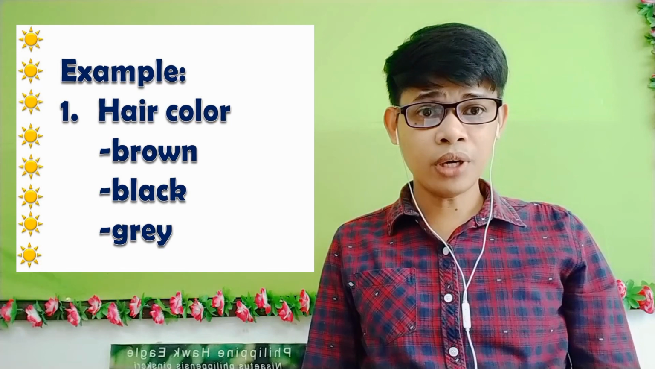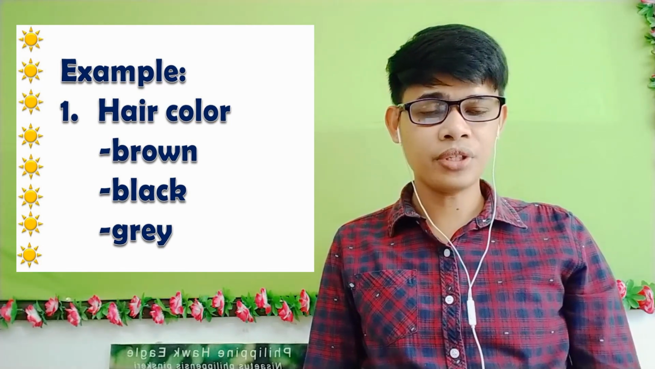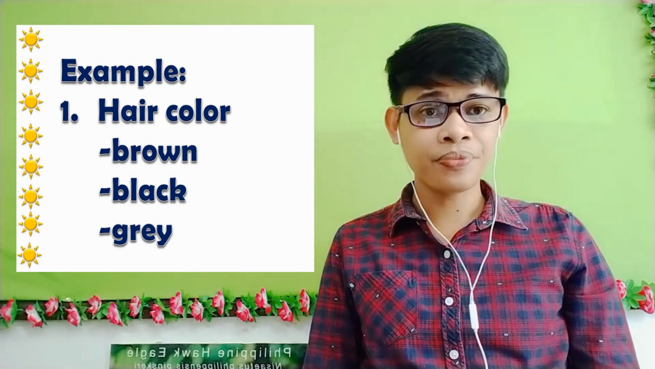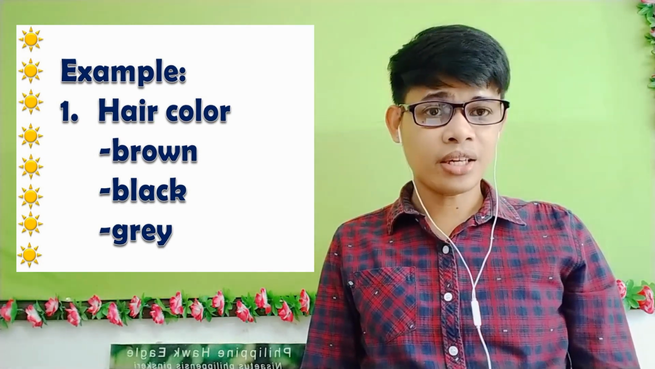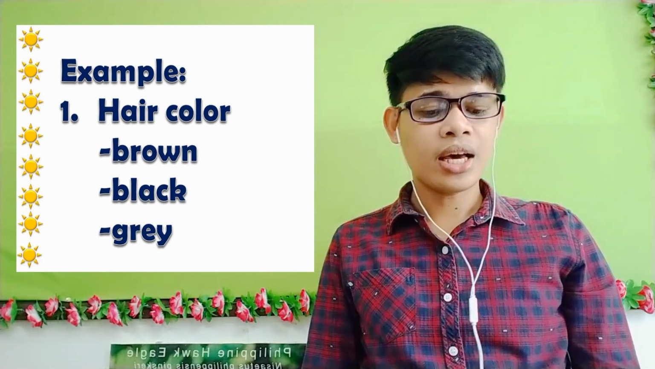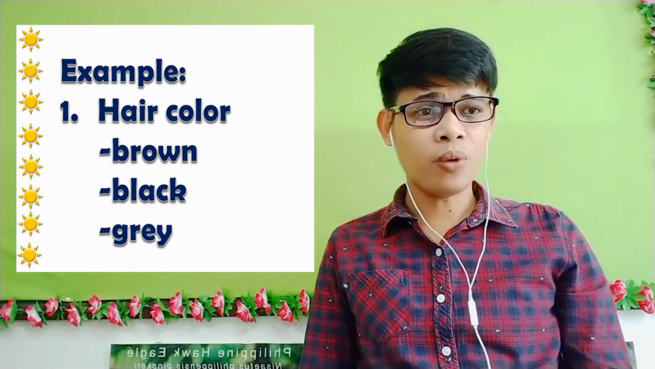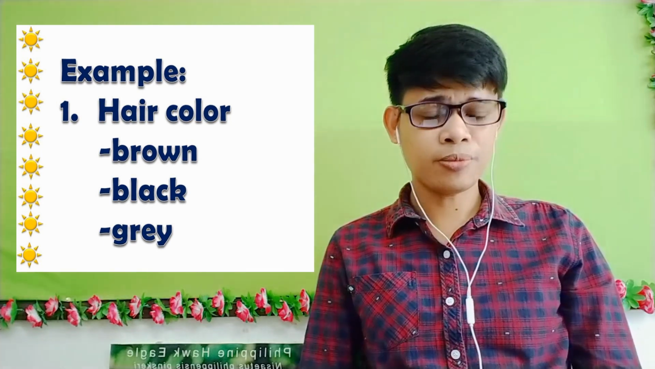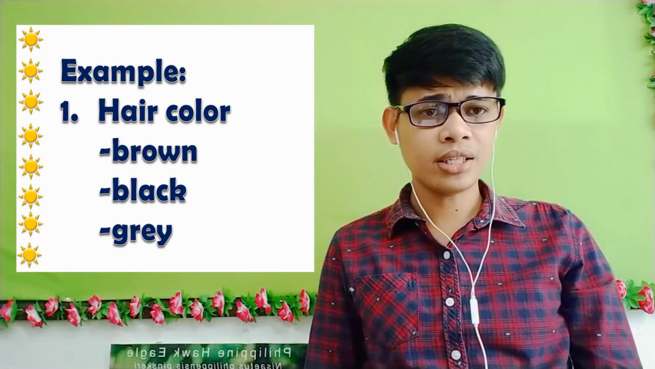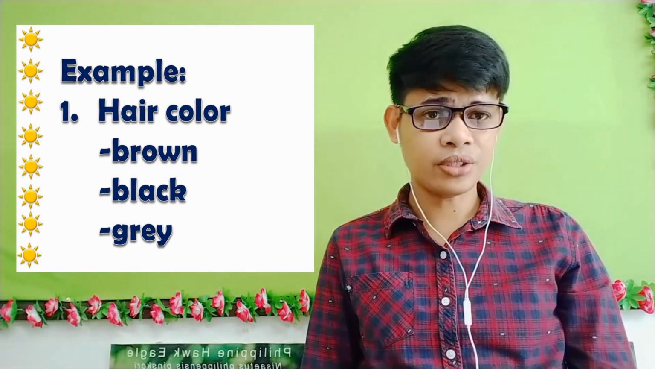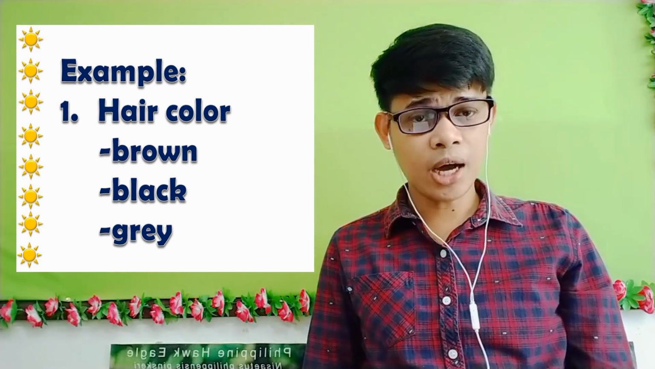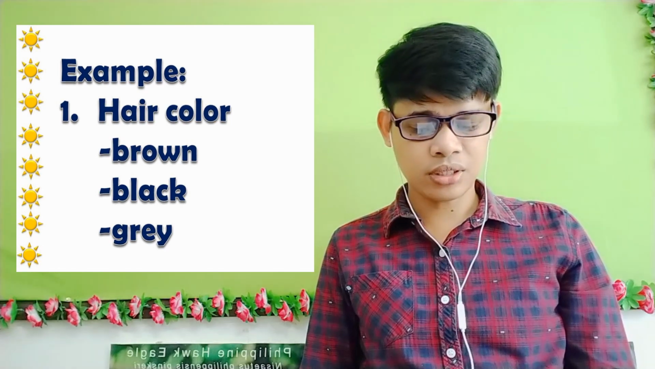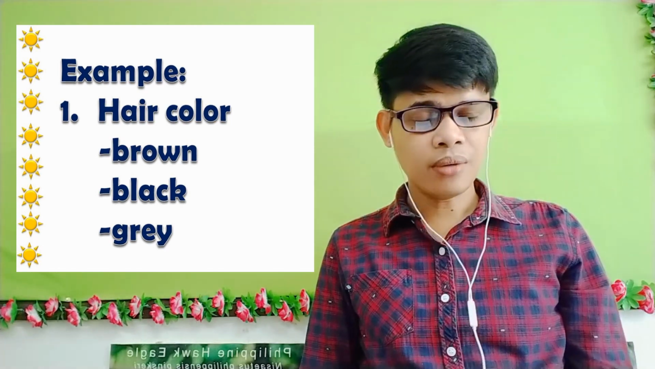So it was able to meet the first requirement that it should be a characteristic of an individual. Hair color is a characteristic of a person. And another requirement for a variable, for a certain term to be considered as a variable, is that the characteristic varies or changes. And we have in our example, hair color varies from person to person. It could either be brown, black, or gray.